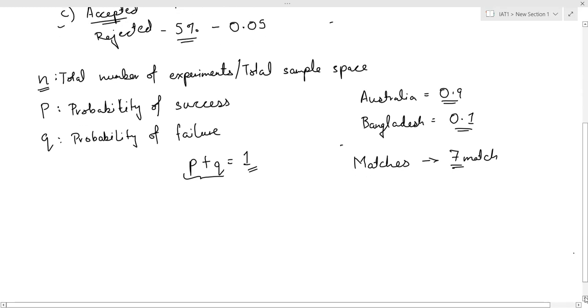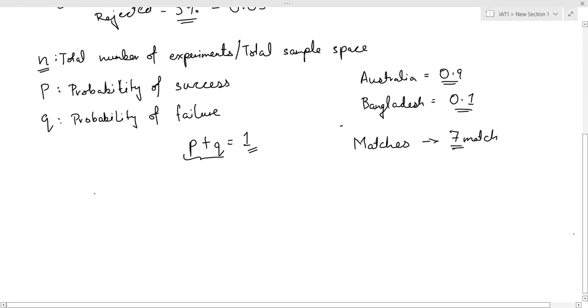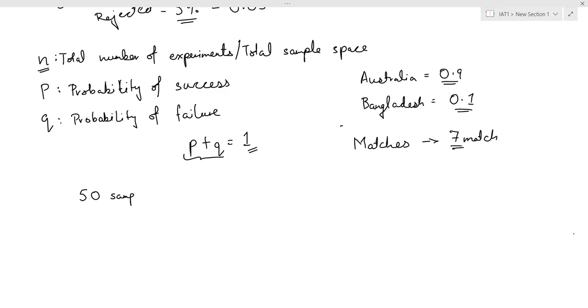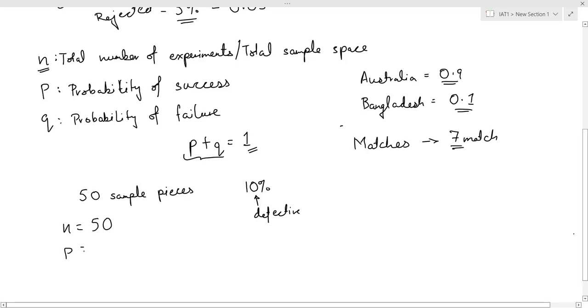Similarly, in case of our engineering example, let us say that randomly we select 50 sample pieces. We selected 50 sample pieces, and we know from previous experience that our defective percentage rate is 10%. 10% parts are defective. So in this case, what is going to happen? Our n is going to be 50. Our probability of success, let us say in this case, probability of success is a good part.